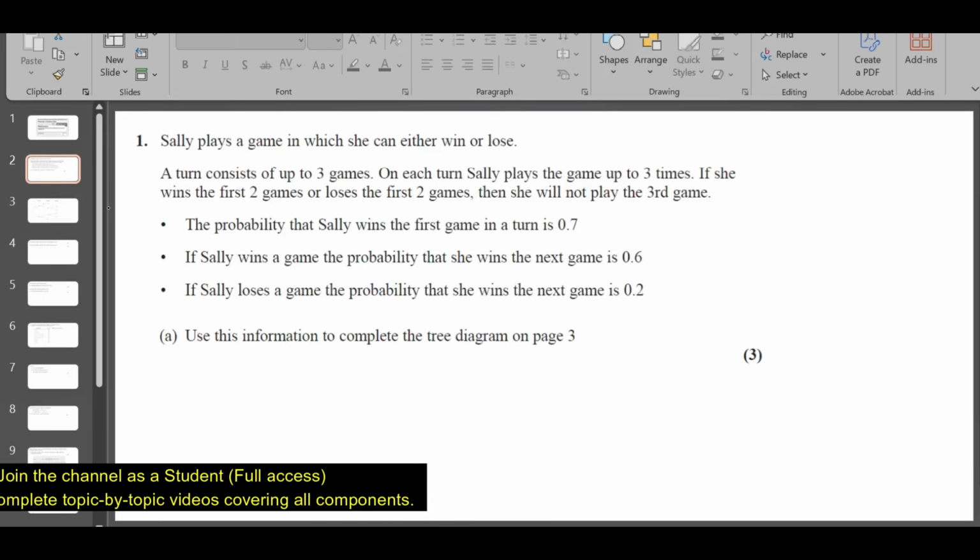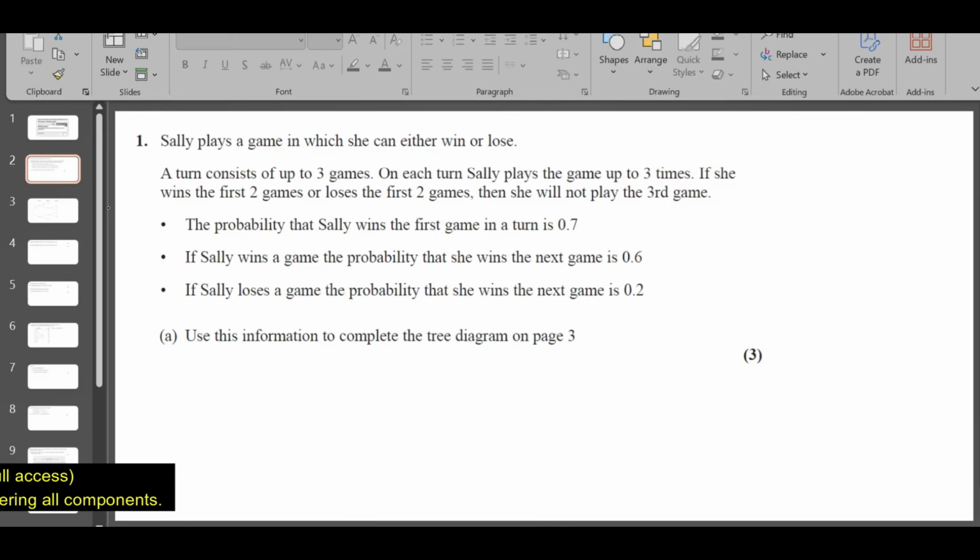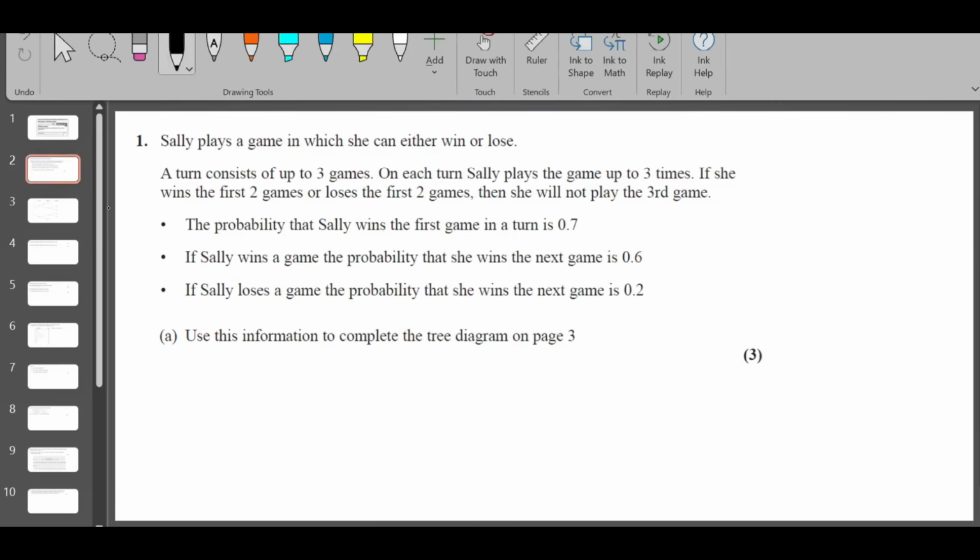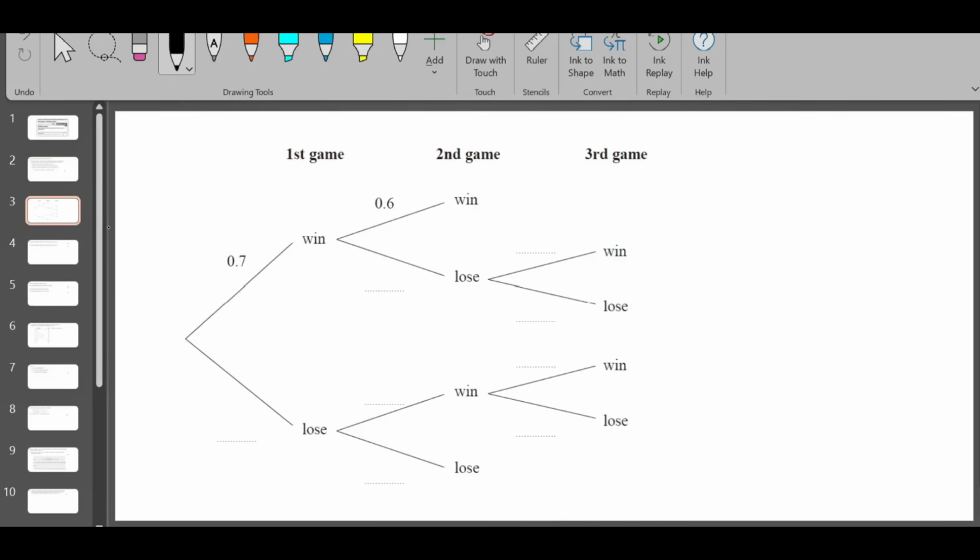If she wins the first 2 games or loses the first 2 games, then she will not play the third game. The probability that Sally wins the first game is given. If Sally wins a game, the probability that she wins the next game is given. If she loses a game, the probability that she wins the next game is 0.2. We need to complete this tree diagram. If this is 0.7, this is a no-brainer, 1 minus 0.7, because the total should always be 1. So if this is 0.6, this is 0.4.